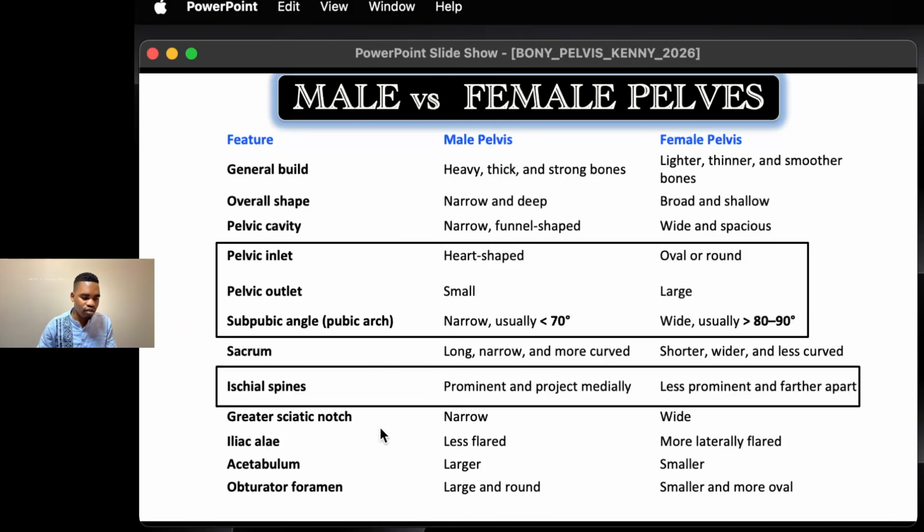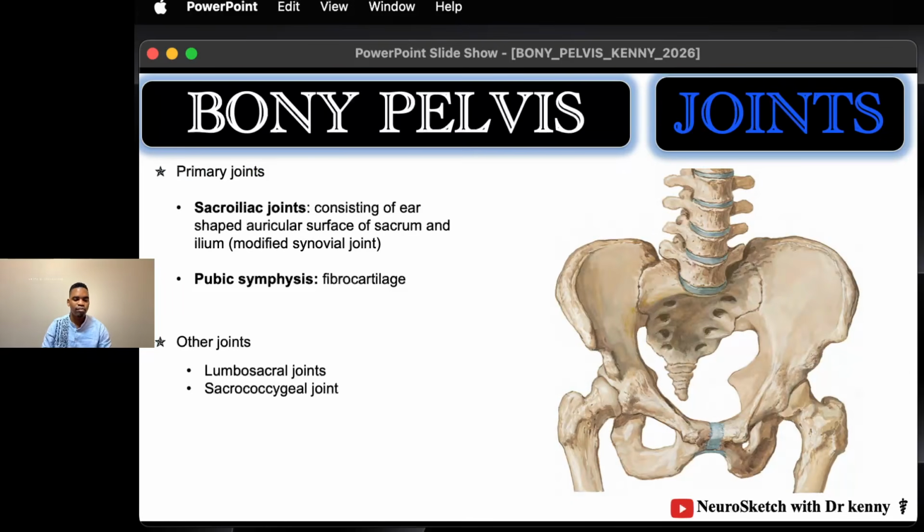Okay, we've already seen we have a lot of differences that you can take your time to discuss, but these are the never-miss ones. The sacral promontory is not mentioned here, but you remember the sacral promontory is prominent in the male pelvis and less prominent in the female pelvis.